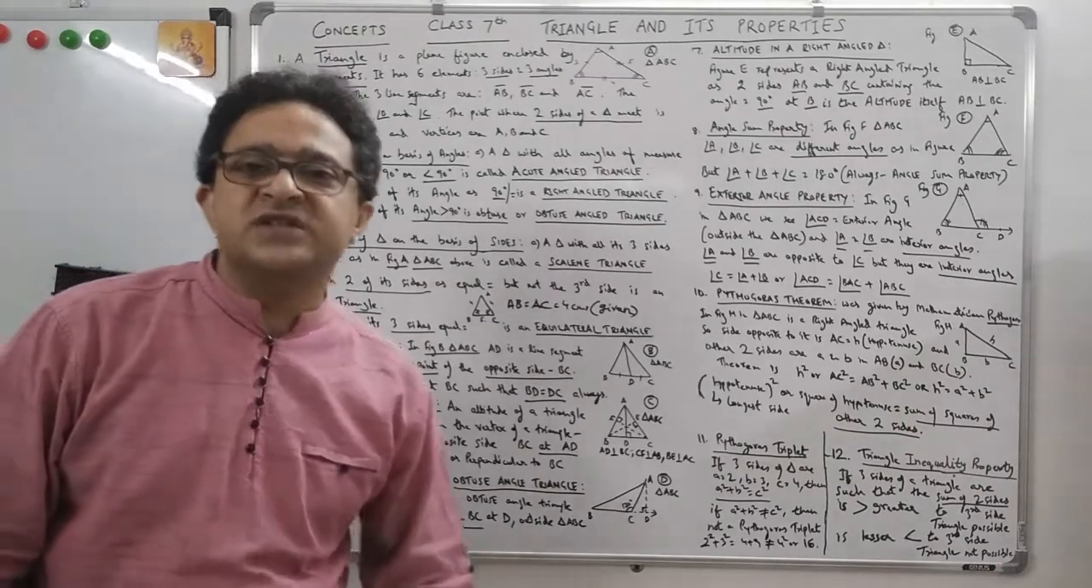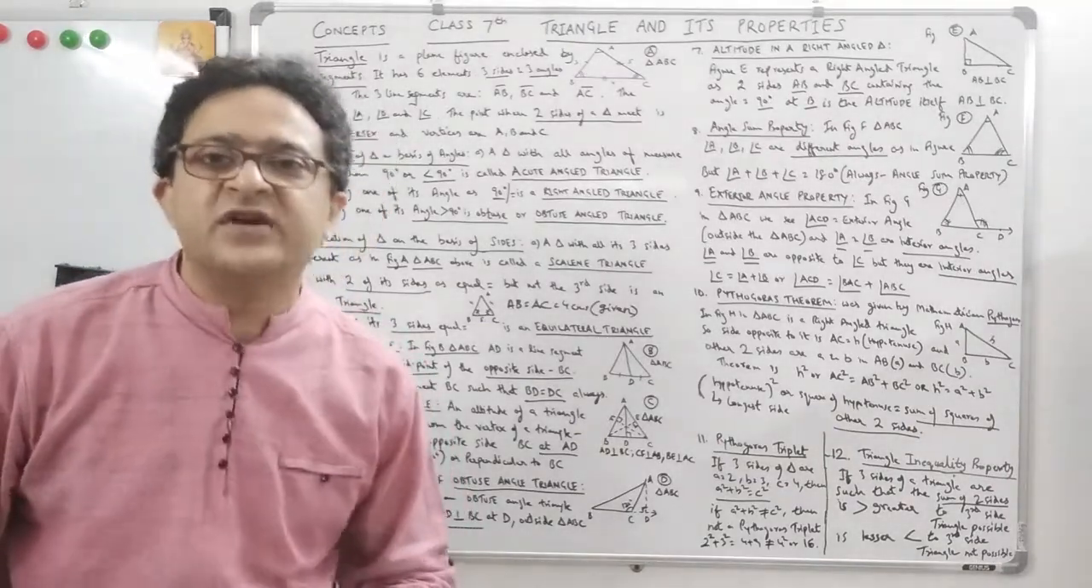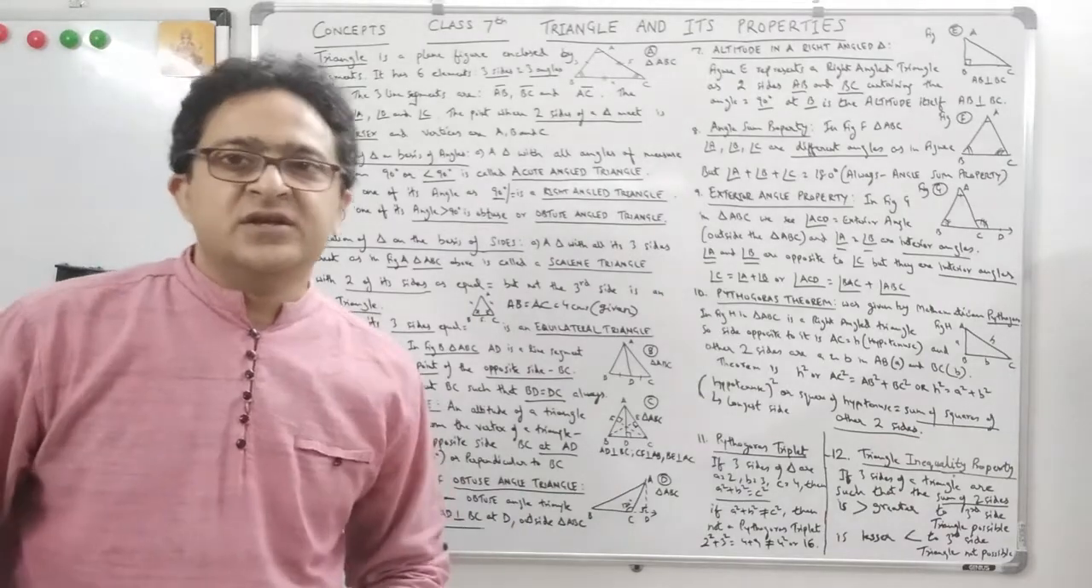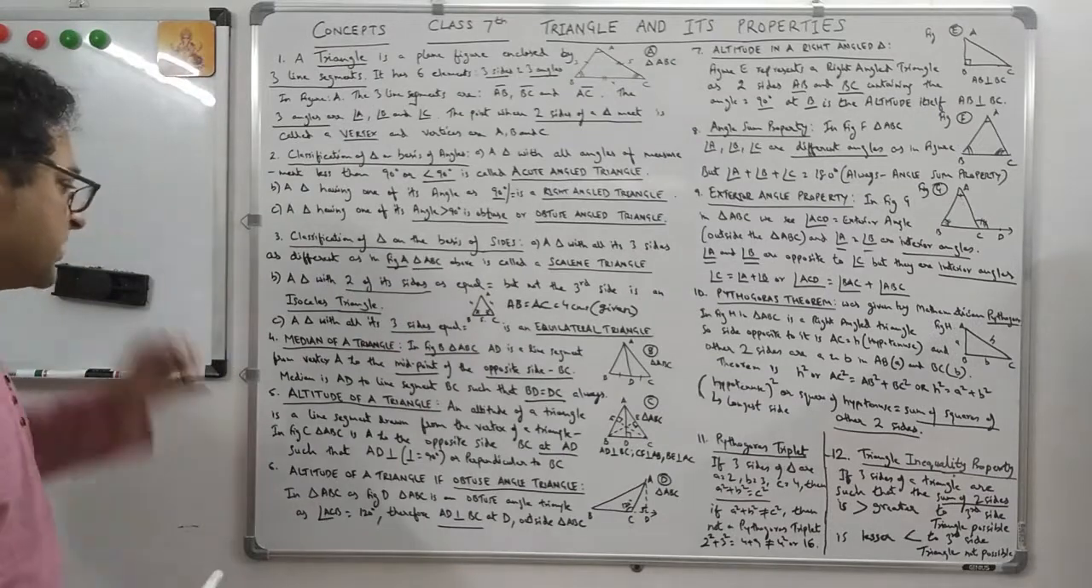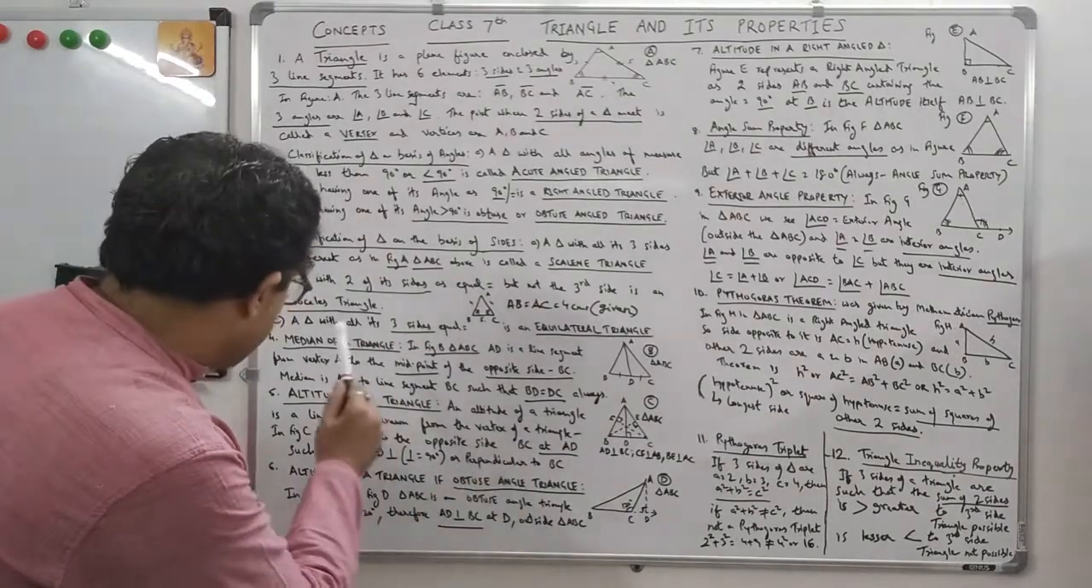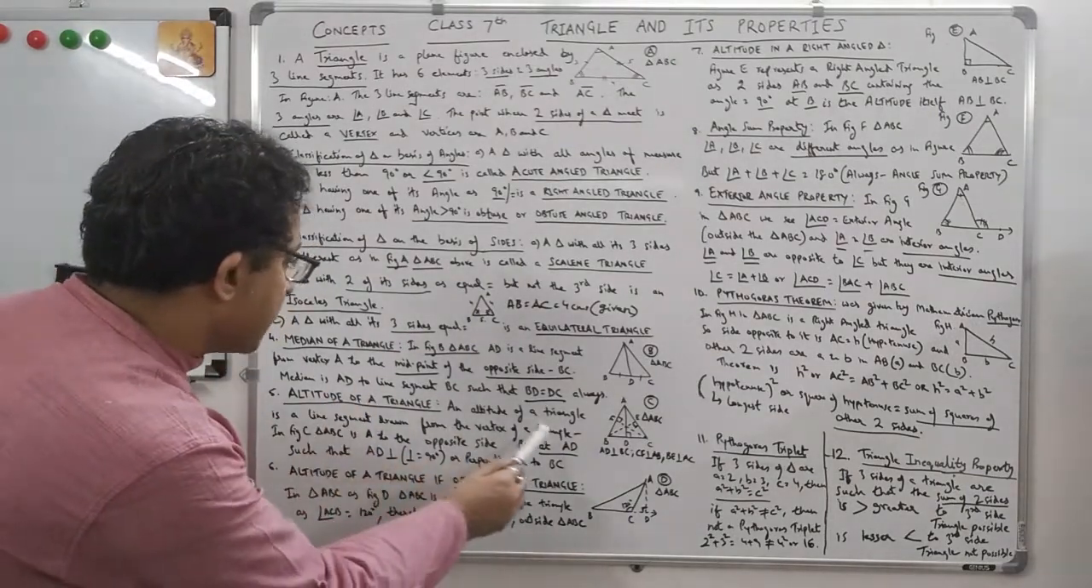Altitude, or you also see altitude as a word for height. So it is different from median. Now let's see the difference. Altitude of a triangle is a line segment drawn from the vertex of a triangle.